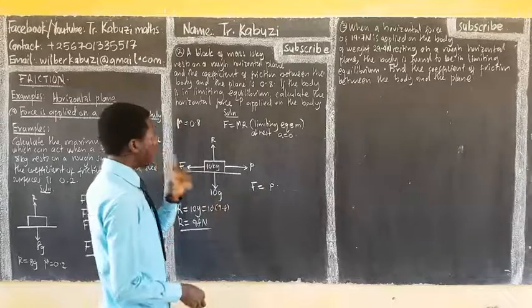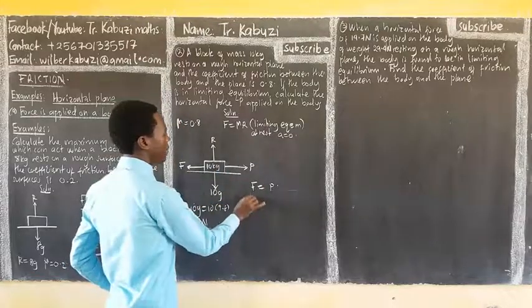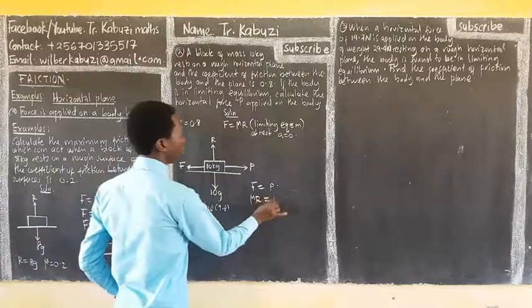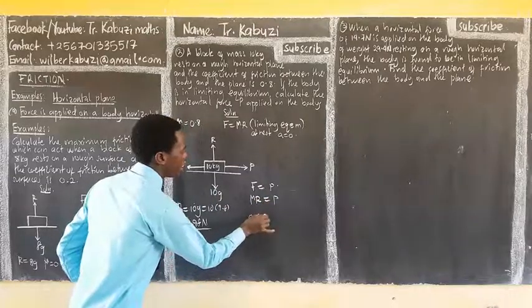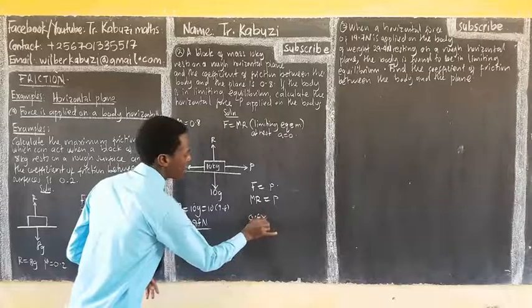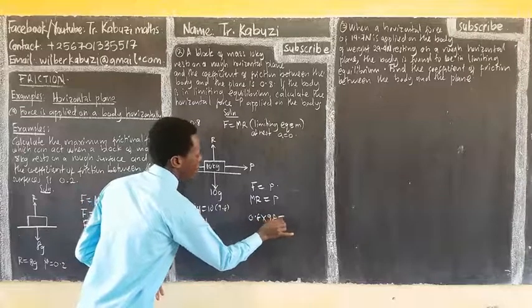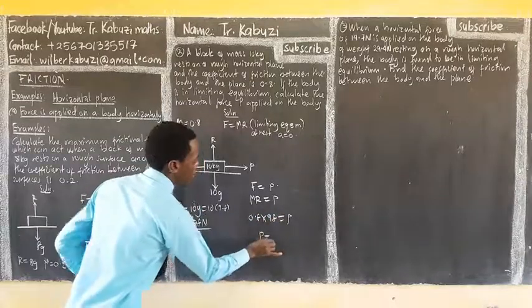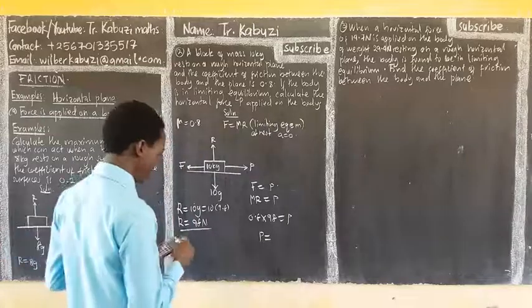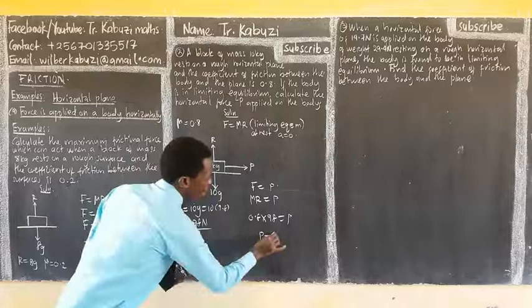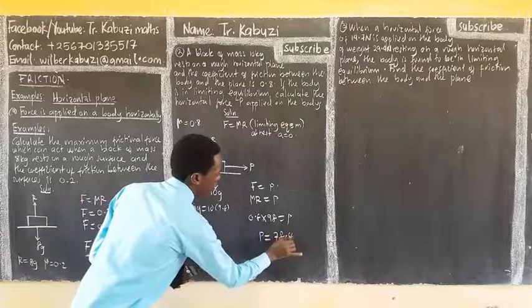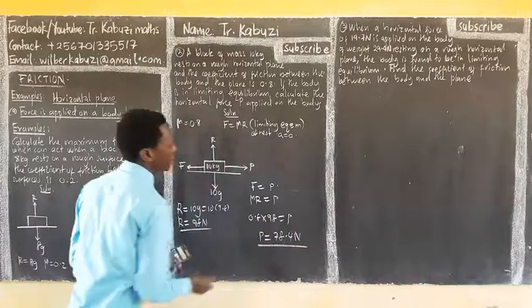And what is our F? Our F is mu R equal to P. So we have our mu as 0.8, then our R as 98 will be equal to P. So P is therefore 78.4 newtons, and you have it there.